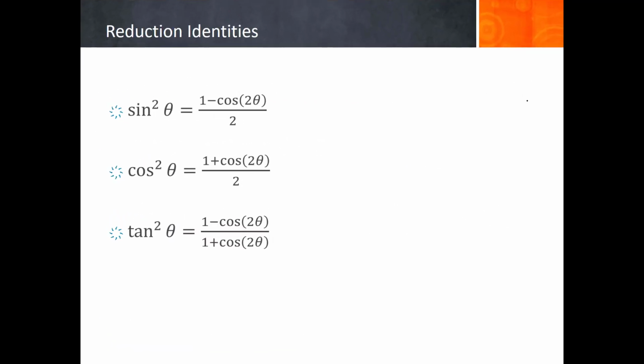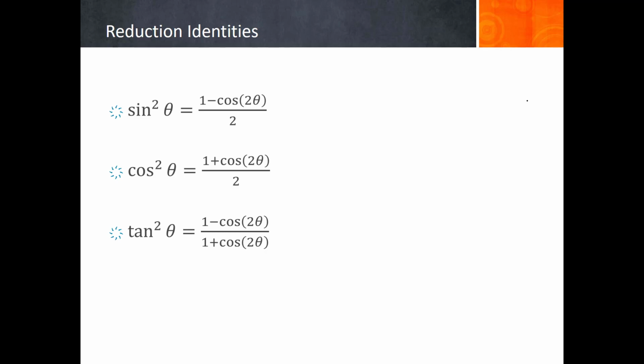The next group of identities, we'll call them the reduction identities. So reduction means to reduce, right? So we are reducing the power on our trig function. If we have sine squared or cosine squared or tangent squared, we can rewrite it without the squared power. So we're reducing it from squared to just a single trig function. And we're actually able to write all of these very nicely in terms of just cosines.